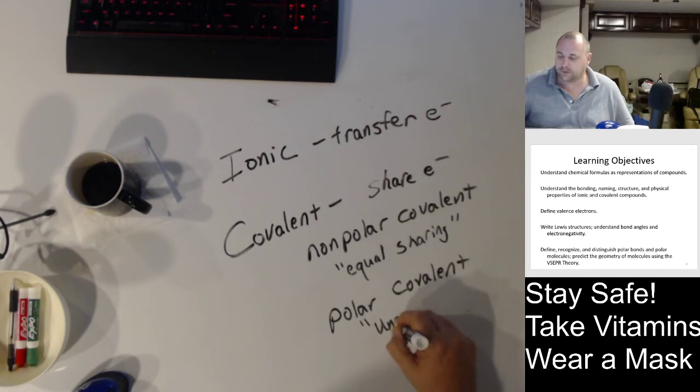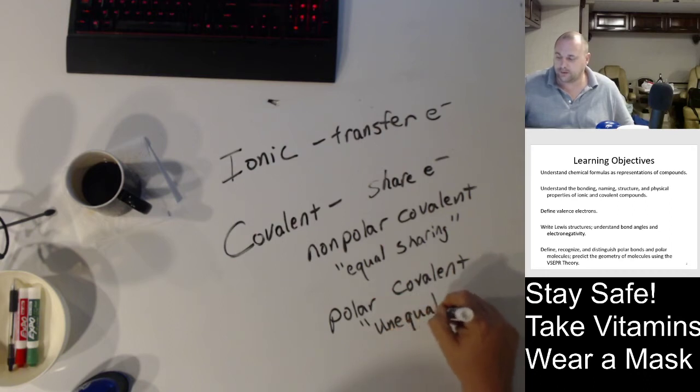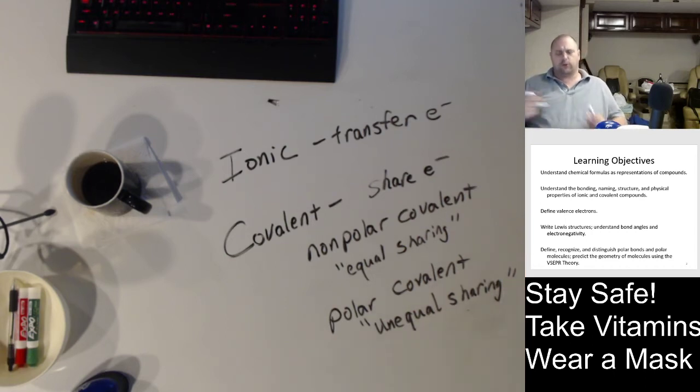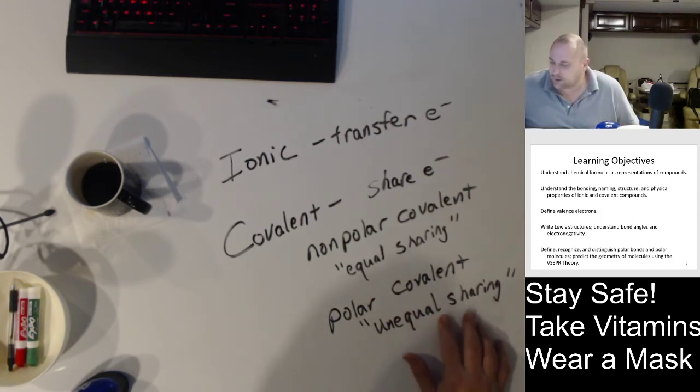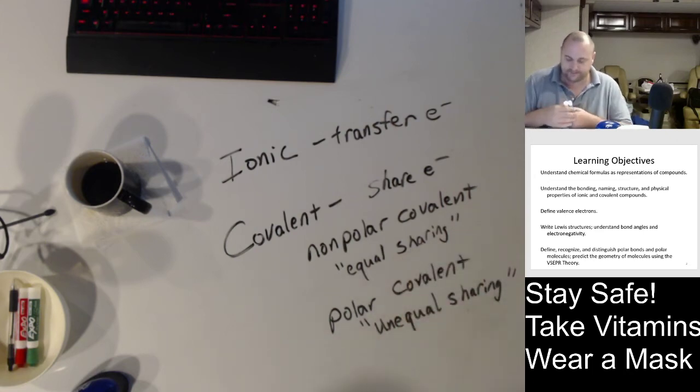Or unequal sharing. So we can use language on polar covalent that one of them has the electron longer or more often. You can also say the electrons are closer to it. Both are actually correct. It's kind of going on at the same time. So unequal sharing and equal sharing.